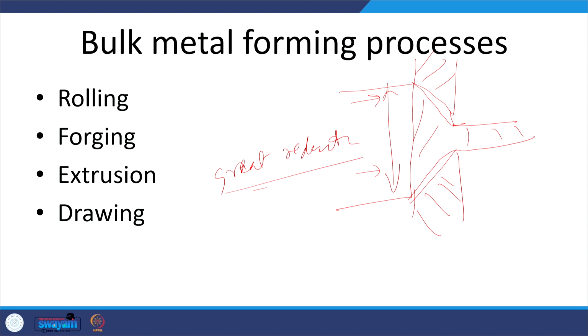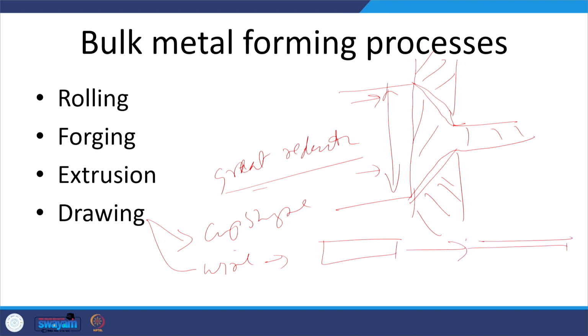Drawing is another process, which can be used for making cup shape products, or there is another variant of drawing which is called wire drawing. Wire drawing is used for making wires from bars. Bars are converted into wires with the help of wire drawing, and these involve significant plastic deformation to achieve the desired size and shape.